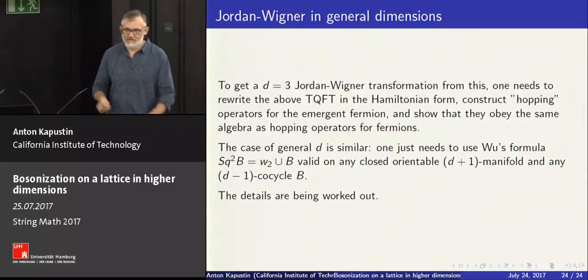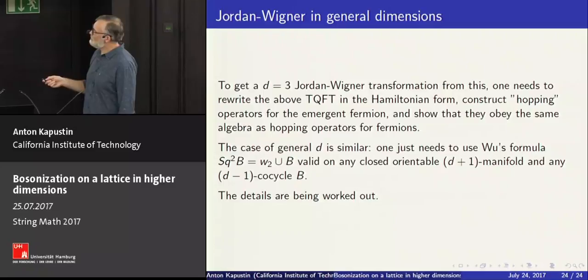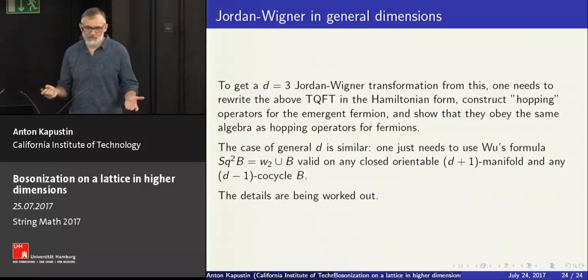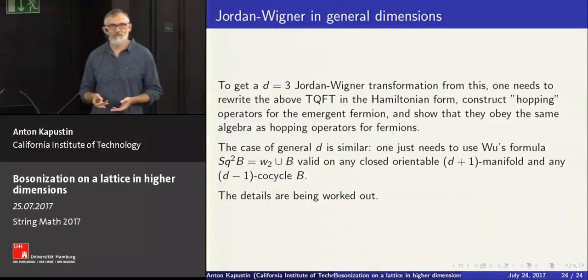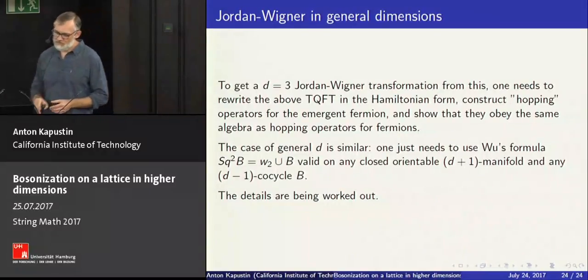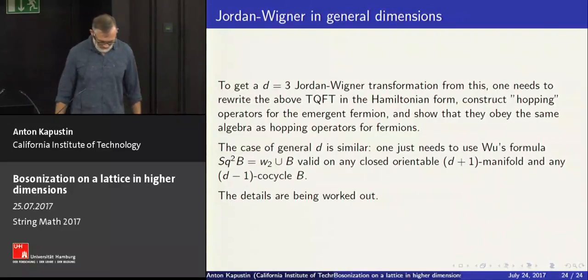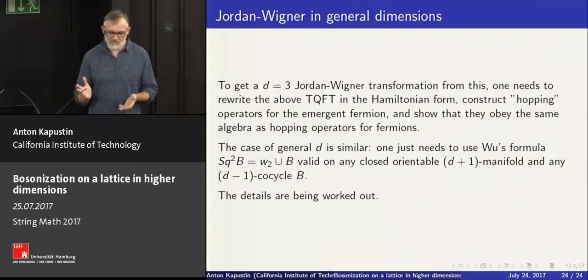and write down the algebra of operators which combine hopping operators for spins and for this topological system, and define the Jordan-Wigner map. So now the general case is not really different. The point is simply that this always works. When you have some d minus 1 cocycle, then this Sq2 is related to w2 cup b. So as a result, the argument always works. That's why there's a universal solution to this problem of constructing a TQFT with emergent fermions. And the details are still being worked out. So basically that in principle solves the bosonization in arbitrary dimension.